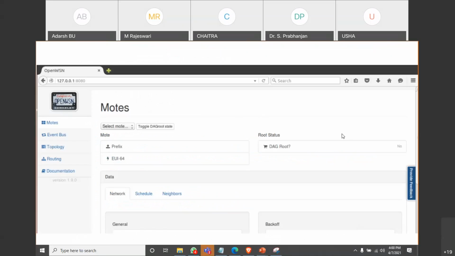Open any browser and give the loopback IP address, that is 127.0.0.1, and then colon 8080 is the port number.